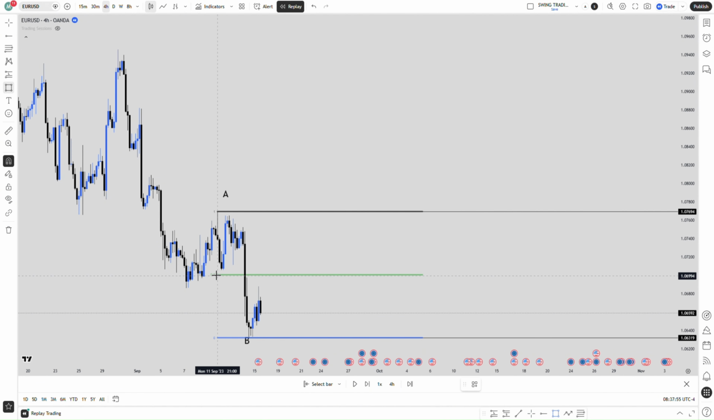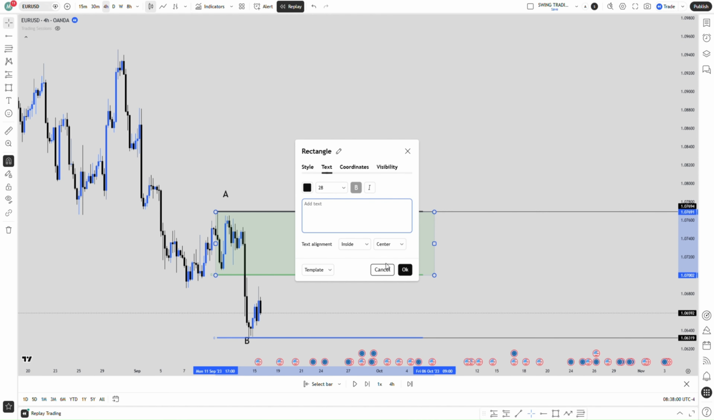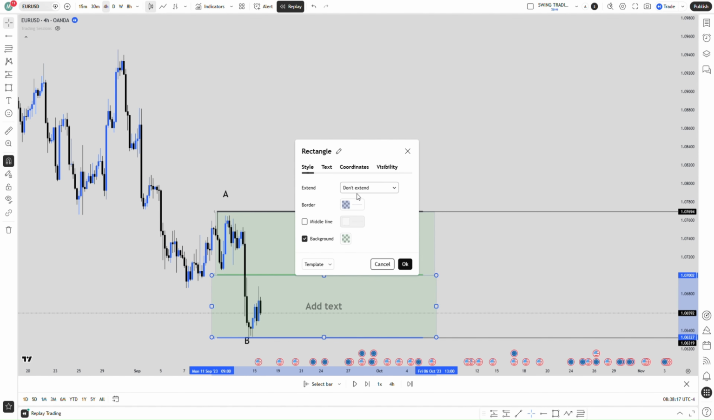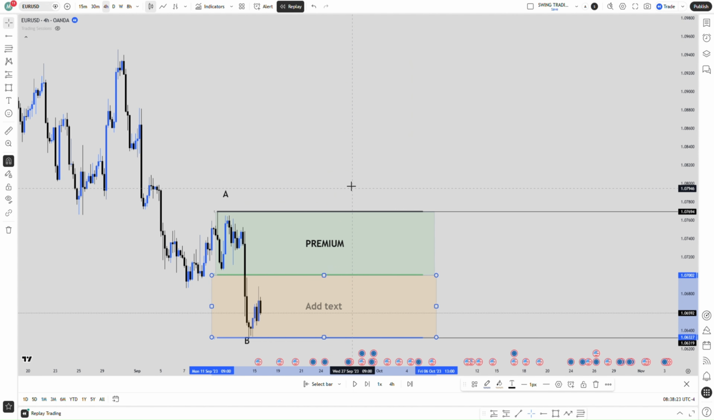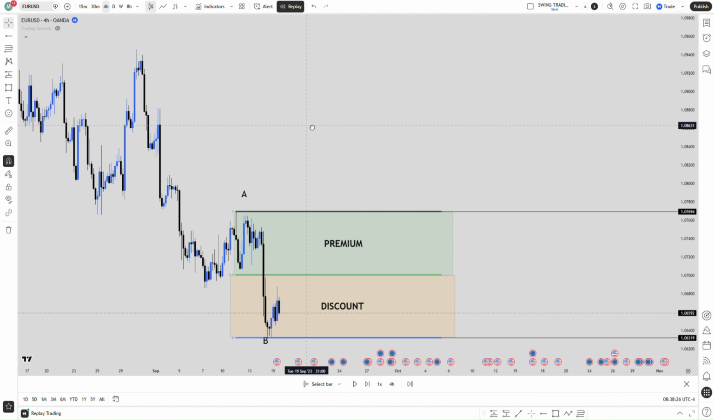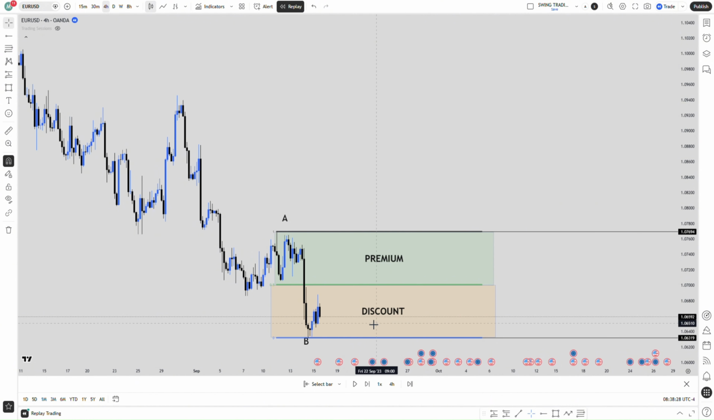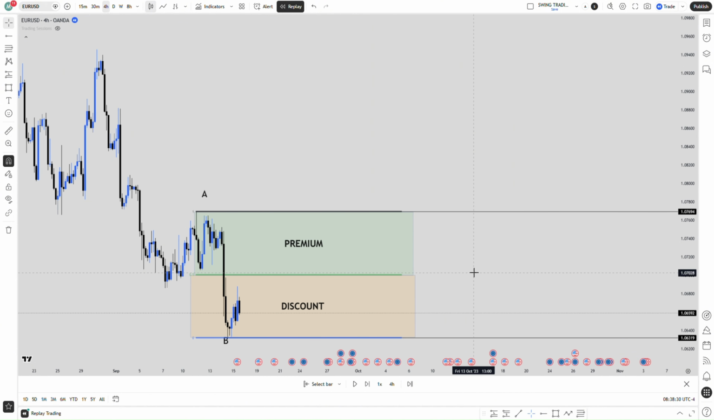Now this is going to be the premium zone, and like I told you guys, you don't trade from the discount zone when the market is bearish. The market obviously is bearish, so we should not be looking for a trade from the discount zone. Our business should be, how do we get a trade from the premium zone? So we obviously have to wait for the market to come back into the premium zone and consider all our points of interest in the premium zone.